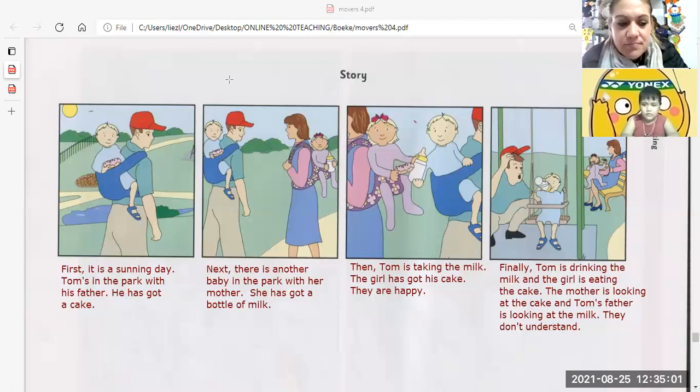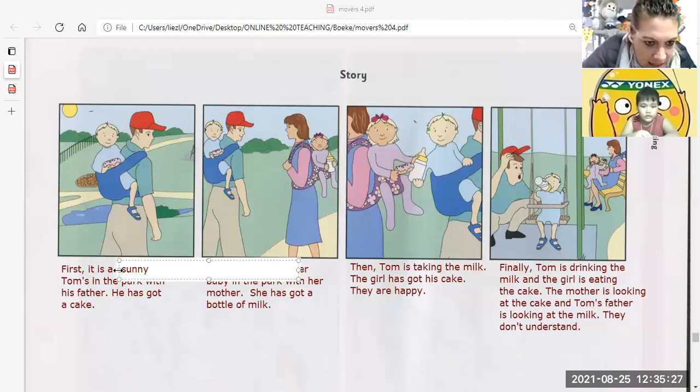Yes. First, it's a sunny day. Tom is in the park with his father. He has got a cake. Sorry, it's sunny. It's a sunny day, sorry.